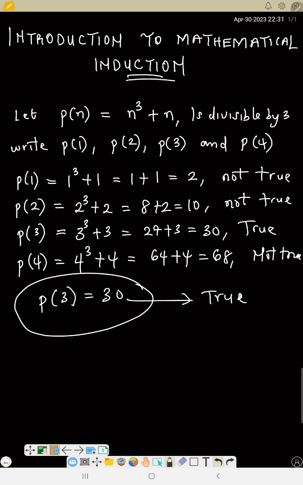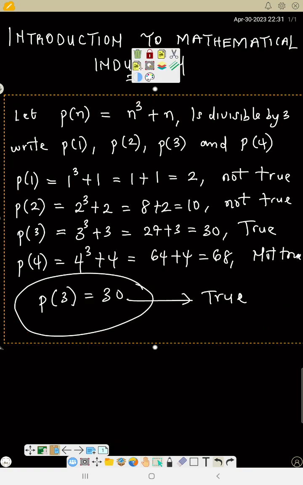So we are only testing whether a statement is true or false. So let's say another one. So this is just an intro to mathematical induction. So in the next video we are going to solve questions like to prove using mathematical induction.